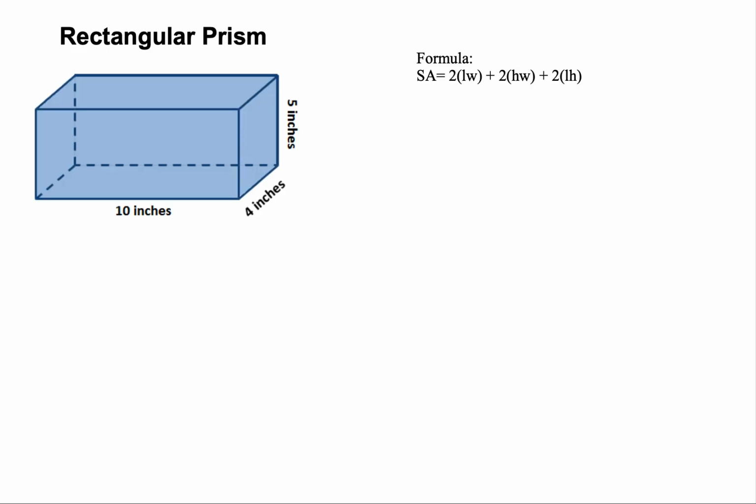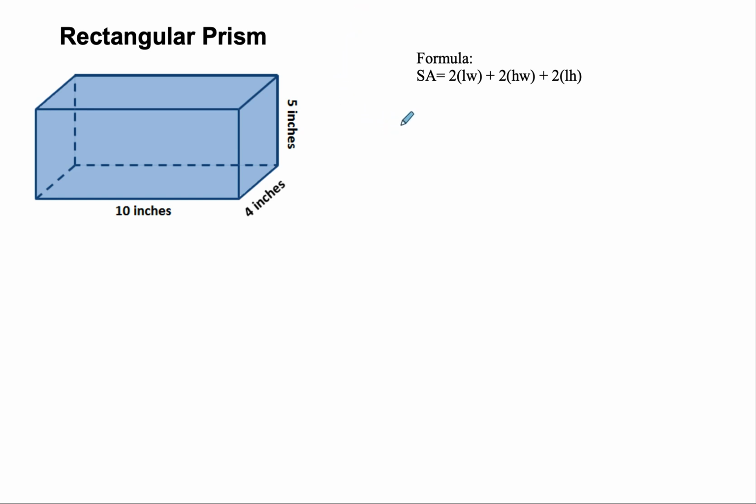So we're going to start by looking at a rectangular prism. Our formula for finding the surface area of a rectangular prism is over here. The surface area equals 2 times the length times the width, plus 2 times the height times width, plus 2 times the length times the height.